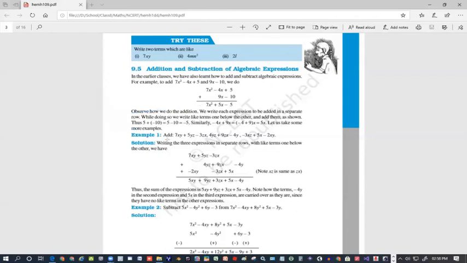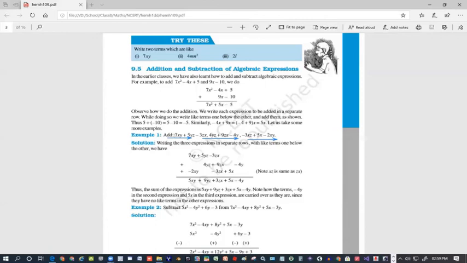So the next example is: add 7xy plus 5yz minus 3zx. Do it in your rough copy and tell me the answer. Now you have to add 3 terms. So we know 2 plus 3 plus 5 we can do: 2 plus 3 is 5, plus 5 is 10. Likewise, 3 terms can be added. Write them in a column one after the other and try to solve it.